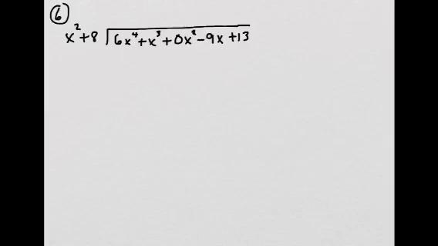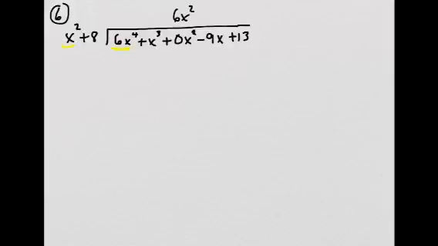Okay. Alright, so number 6, same thing. We are going to look at the leading term out here and the leading term inside, and ask yourself, what do you have to multiply x squared by in order to get 6x to the 4th? So that would be 6x squared.